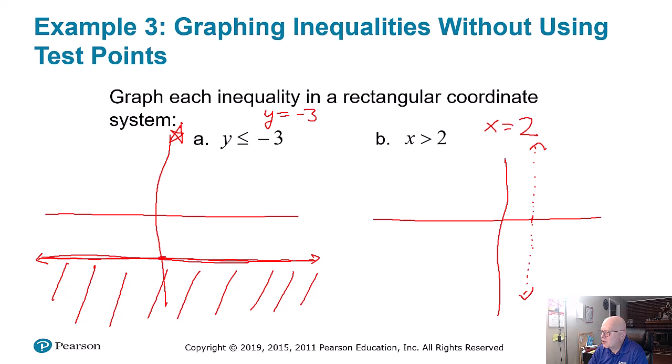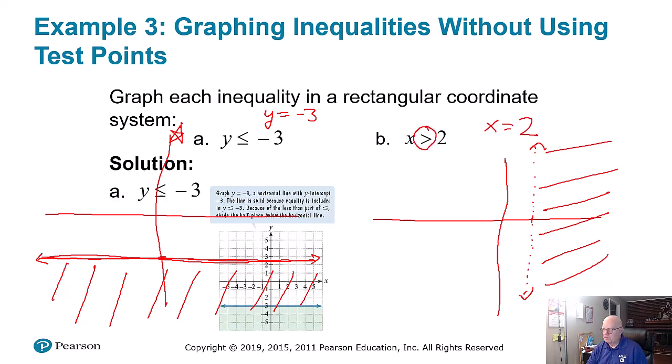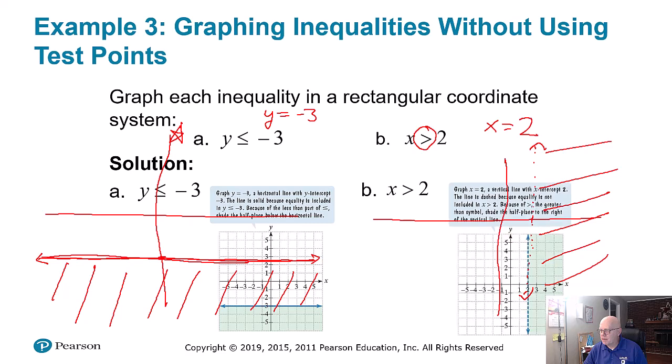Which side for that one? Well, it's greater than 2, so numbers over here would be part of our graph. Notice we have a dashed line or a dotted line because it's a strict inequality, no equals involved here. There's the first picture, over top the one we did, and the second picture.